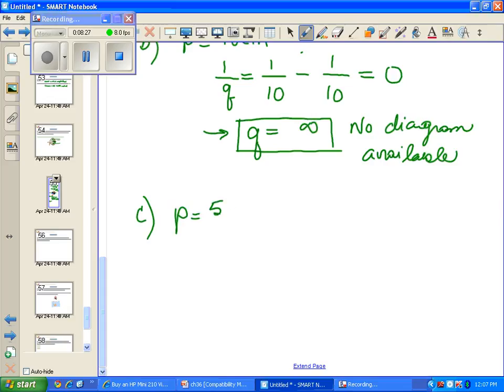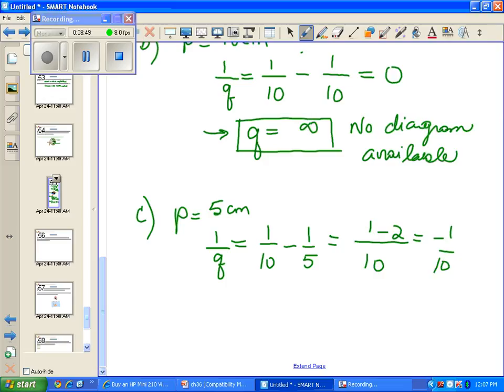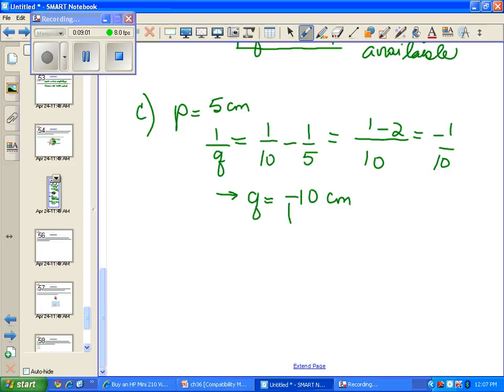Last, P is equal to 5 centimeters. Here, mirror equation, 1 over Q equals 1 over 10 minus 1 over 5. We find our common denominator as 10. 1 minus 2 equals minus 1 over 10, which implies that Q is equal to minus 10. And by the way, the unit here is centimeter. Because of the negative sign, this tells us that it's a virtual image.